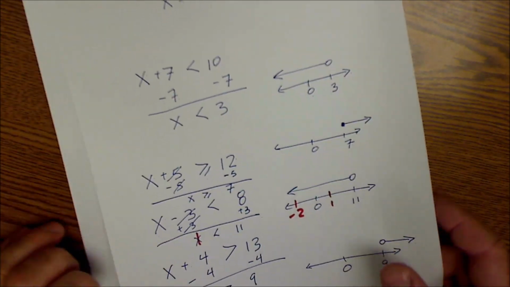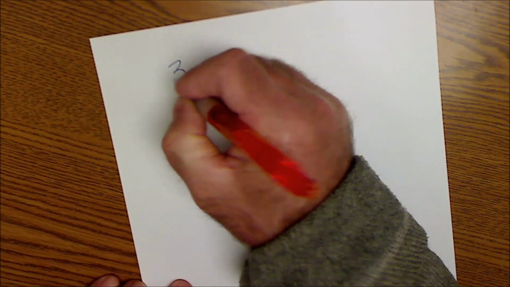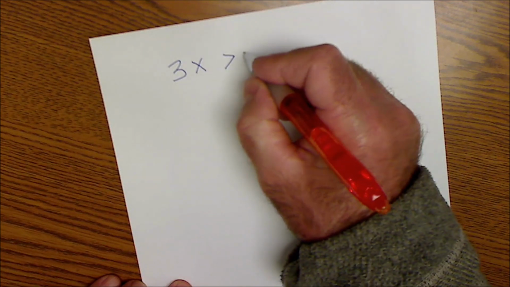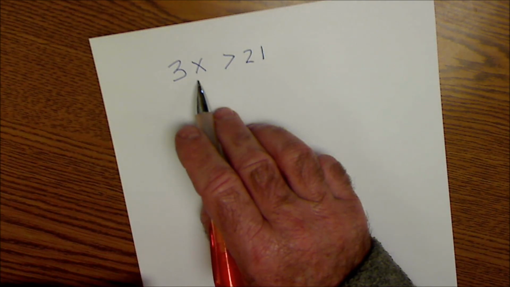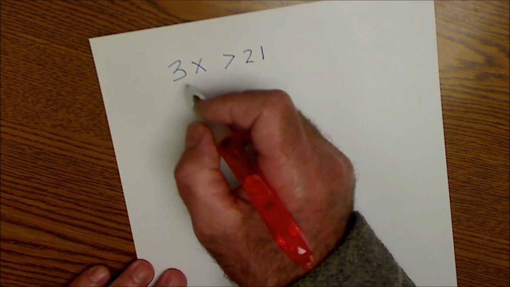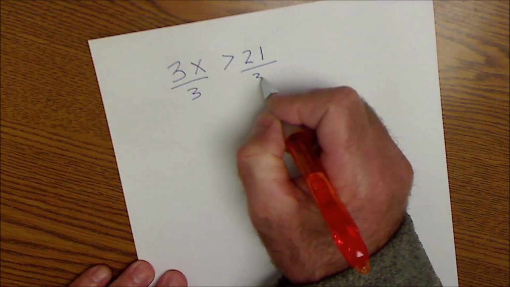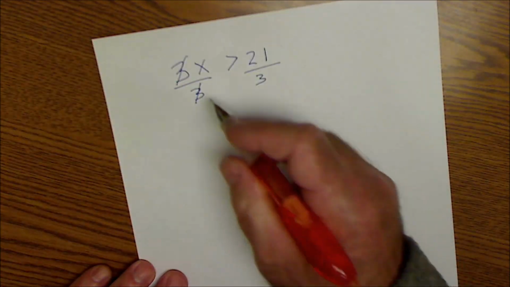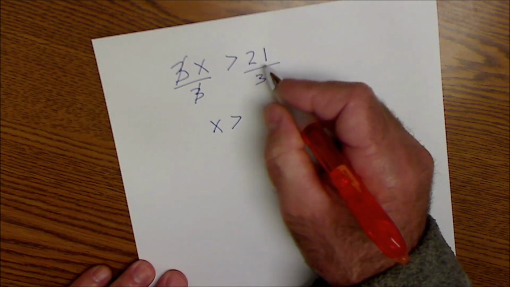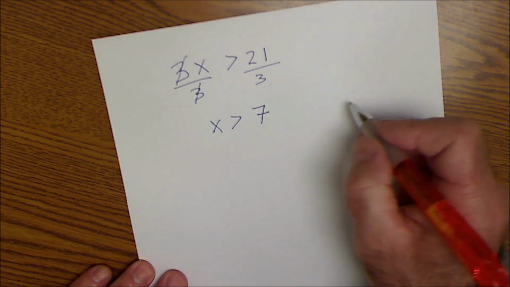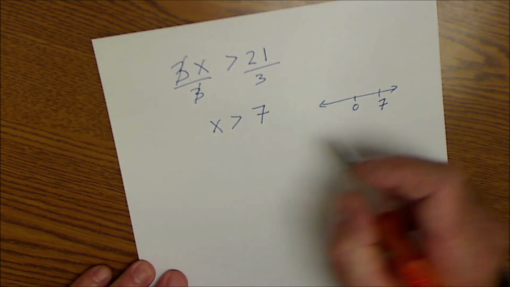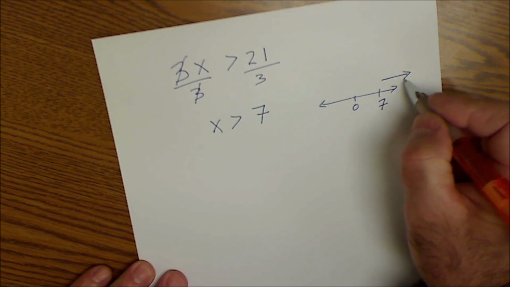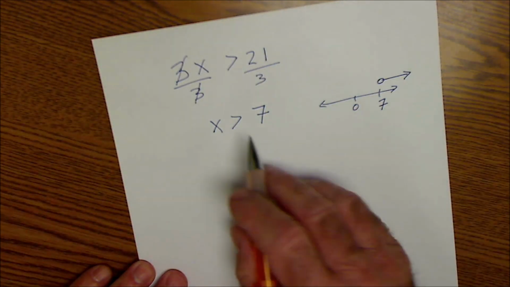I'm just adding and subtracting with these inequalities. But if I were multiplying, say I had 3x is greater than 21. Now I'm multiplying. The way I would reverse the operation of multiplication is division. So I could divide both sides by 3. 3 divided by 3 would cancel, give me x by itself. 21 divided by 3 is 7. And then I would graph that the same way. 0, 7. It is greater than 7, so it's this side of 7, and an open circle because it's not inclusive.